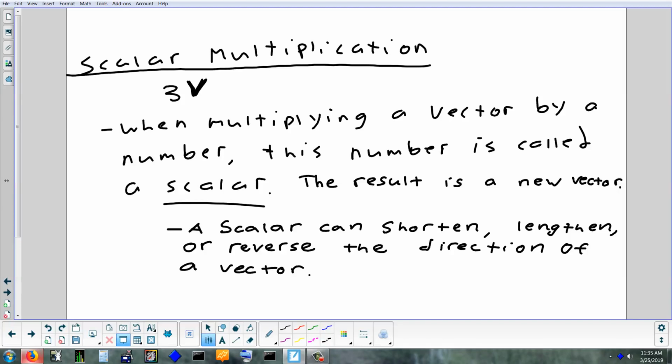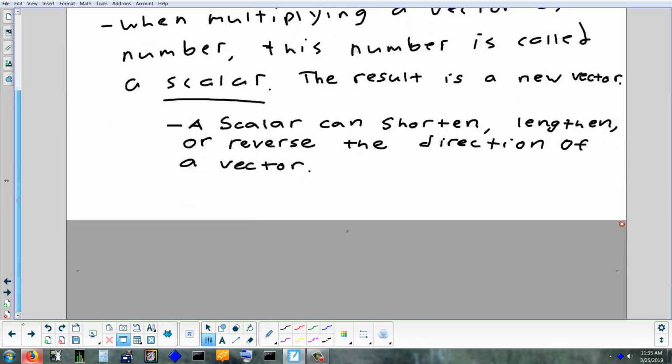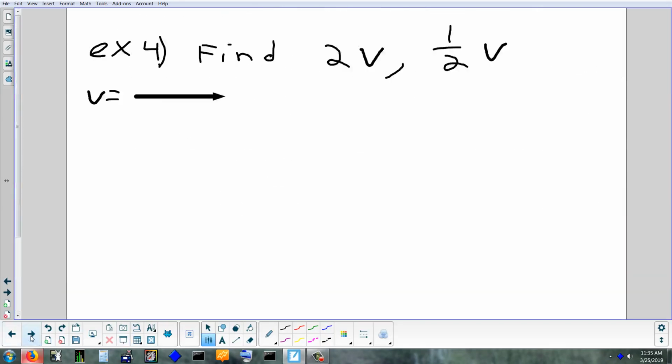Now, usually we don't scale a vector by 0, because if you do that, then you wipe the vector out. There's no more magnitude, there's no more direction. The answer would be the 0 vector. Okay. So here they want us to find 2v and a half v, and they've given us what v is to start.